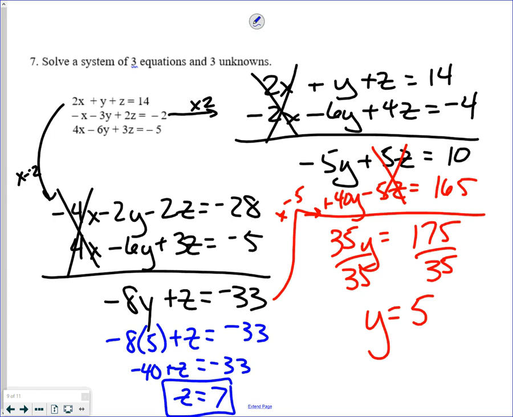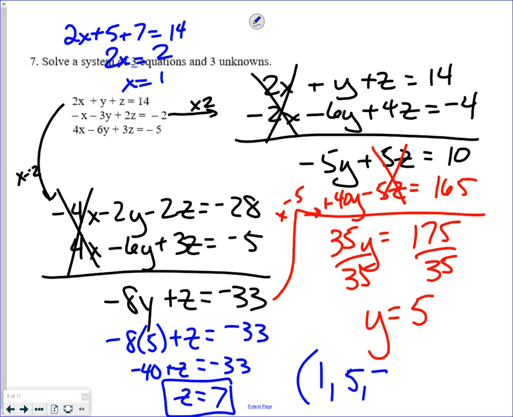Not a lot of room left here, but if y is 5 and z is 7, I can go back up here. 2 times x plus 5 plus z is equal to 14. 2x plus 12, subtract 12, I get x to equal 1. Again, my class for sure, I want to write this out as an ordered triple. So I have 1 for x, 5 for y, 7 for z.